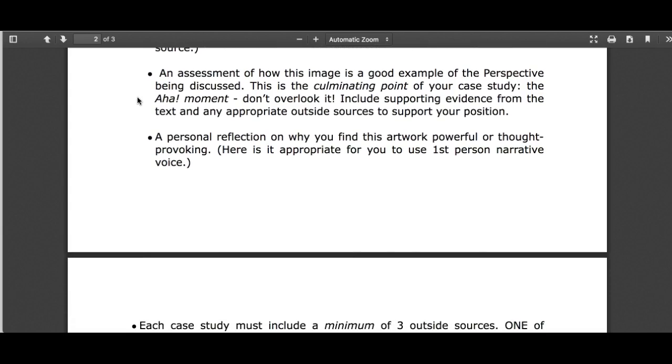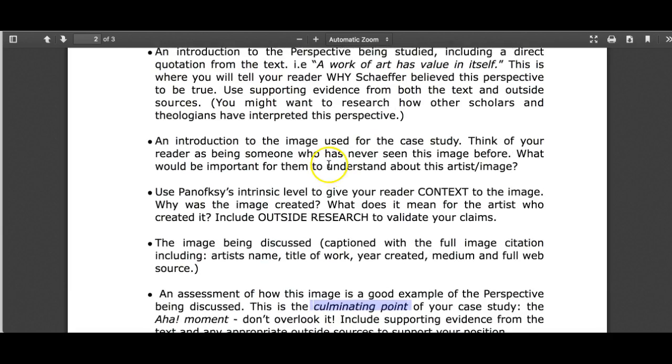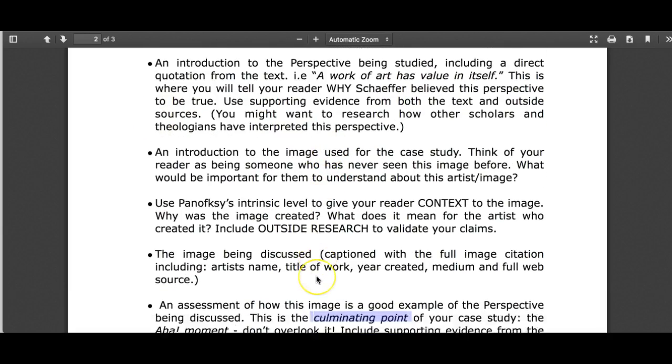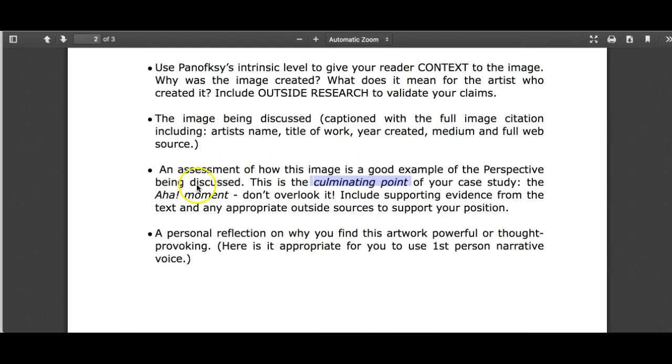Okay, we want an assessment of how this image is a good example of the perspective being discussed. This is the culminating point of your case study. This is that aha moment. Don't overlook it. Include supporting evidence from the text and any appropriate outside sources to support your position. So again, this is what all of this is leading up to, is this point here.